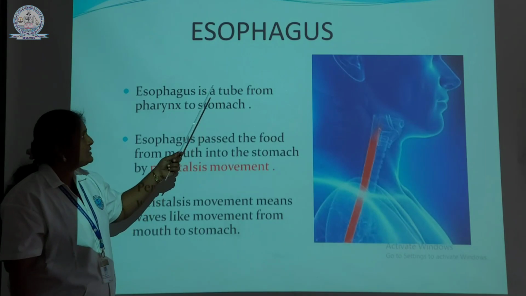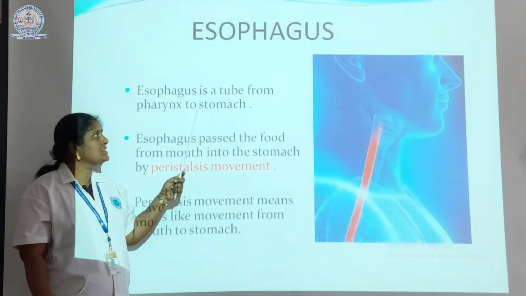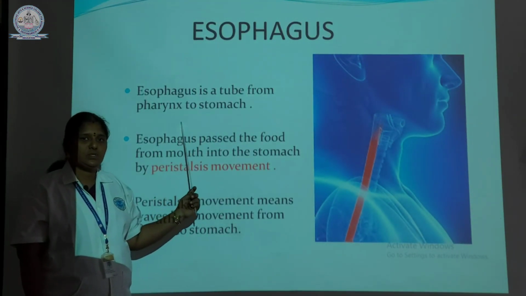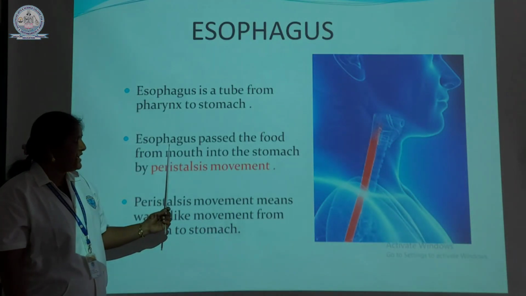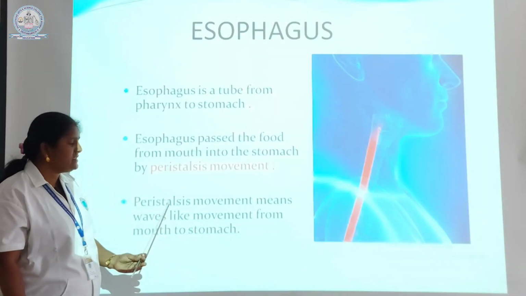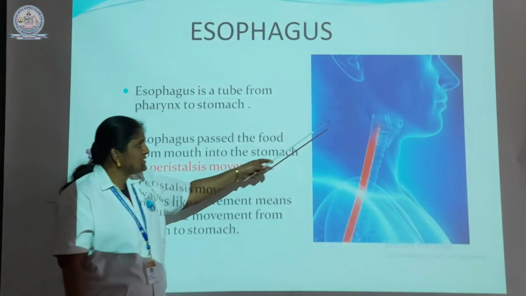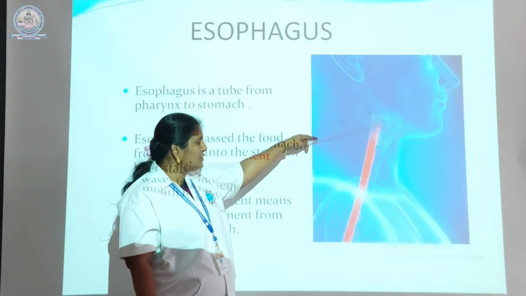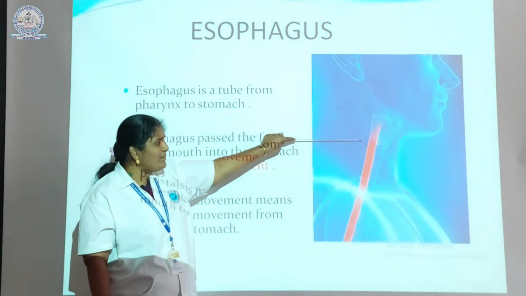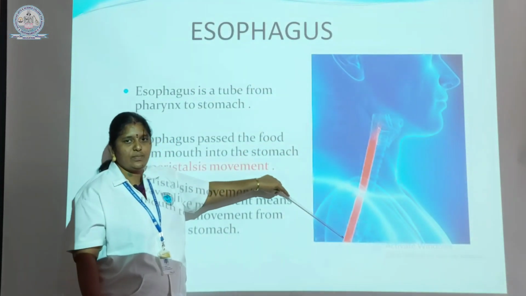Next, esophagus. The food is pushed from the mouth in the form of a bolus. The esophagus is a tube from the pharynx to the stomach. It exhibits peristalsis movement. Peristalsis movement means wave-like movement from mouth to stomach. This is the esophagus. From mouth to stomach, it exhibits peristalsis movement.